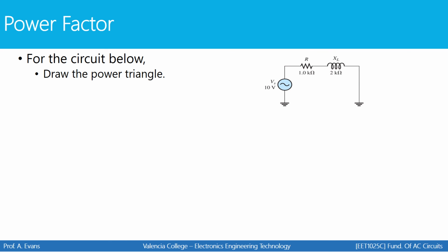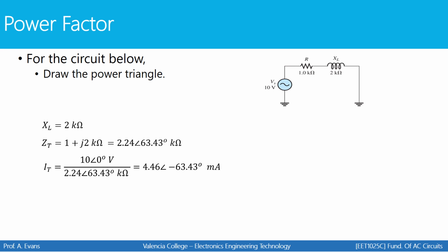So look at the circuit on this screen and we see that we have a resistor in series with an inductor, and we're going to just draw the power triangle. So XL was given, but we're going to use that to find the total impedance of the circuit. Then we're going to find the total current in the circuit. We can see that the power factor is the cosine of theta, where theta is the phase angle of your total impedance. So our power factor is the cosine of 63.43 degrees, which is 0.447.